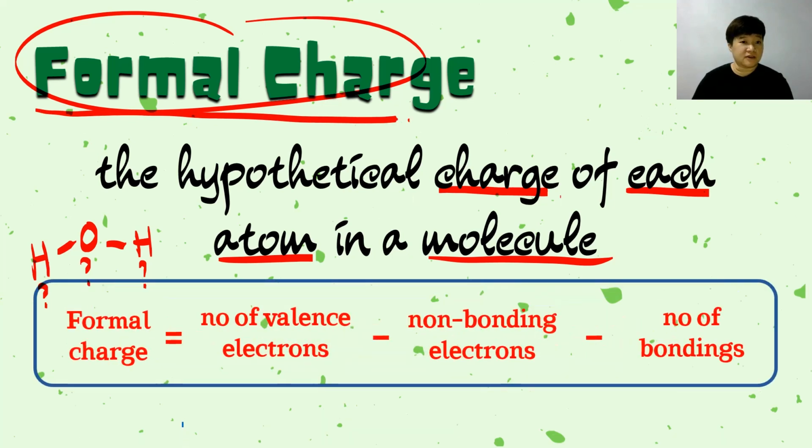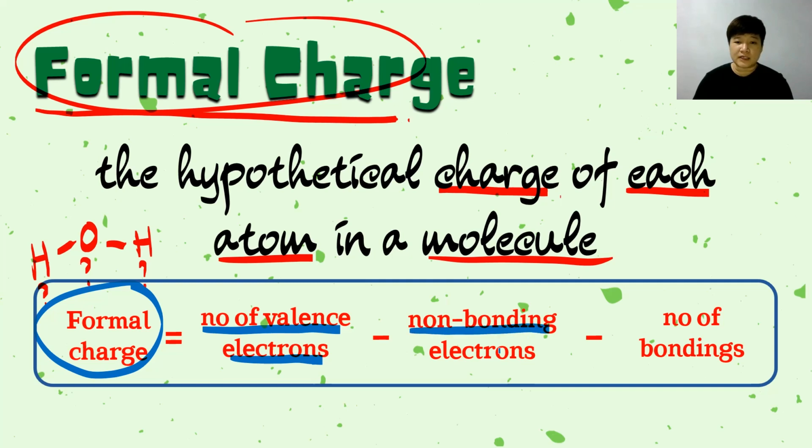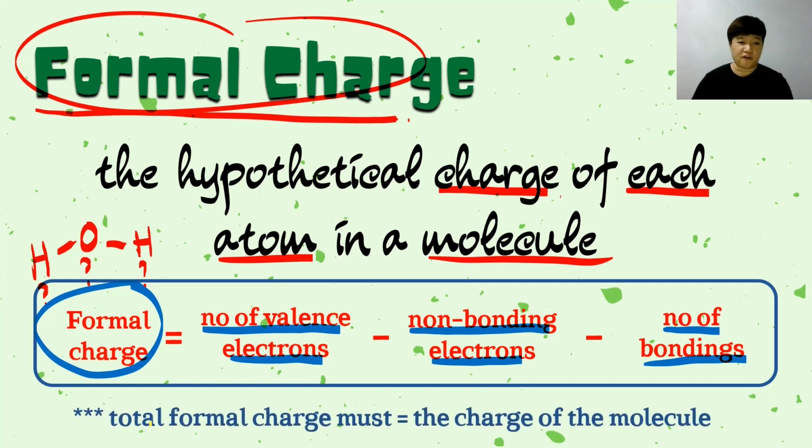The formula to calculate the formal charge is this: formal charge equals the number of valence electrons of the atom, minus the non-bonding electrons at the atom, minus the number of bonds around the atom. Don't worry, we'll look into that later on. A bit of tips for formal charge: the total formal charge calculated must equal the charge of the molecule. If your molecule is neutral, the total formal charge needs to be 0. If the molecule is -1, then your total formal charge needs to be -1. Don't worry, we'll look into some examples later on.